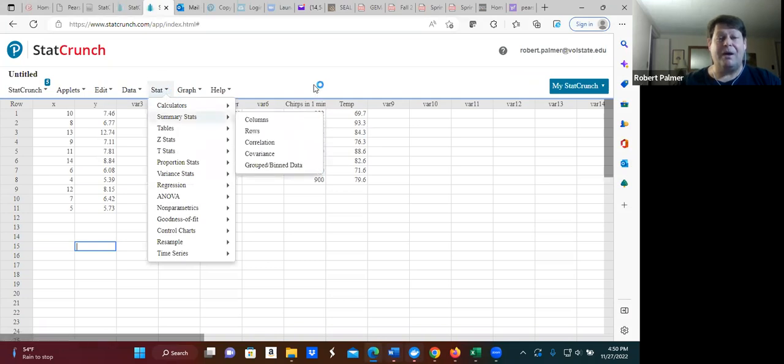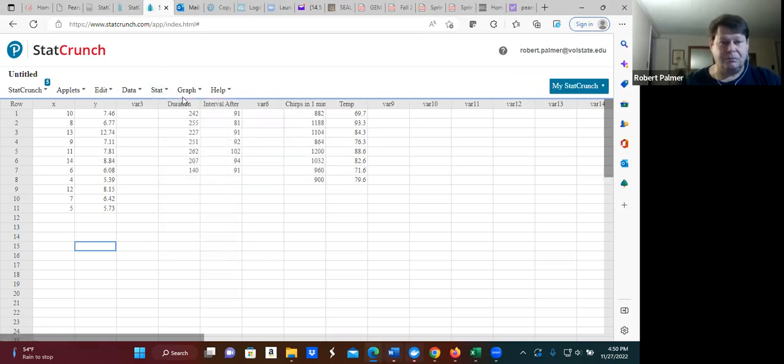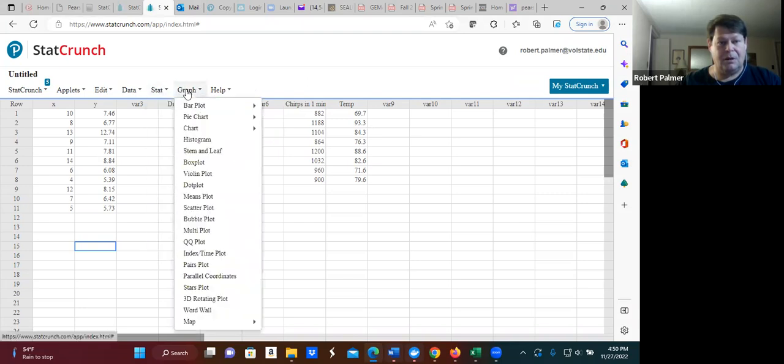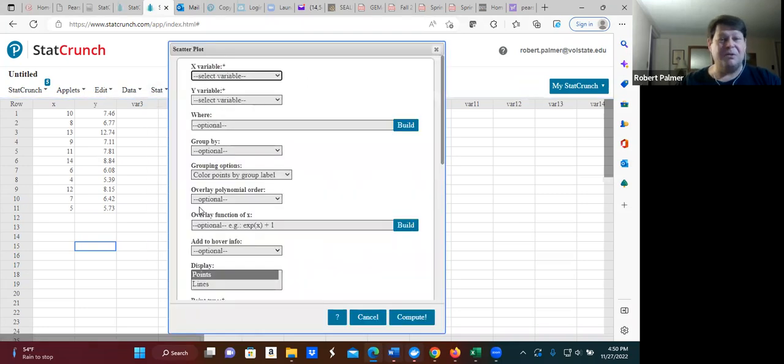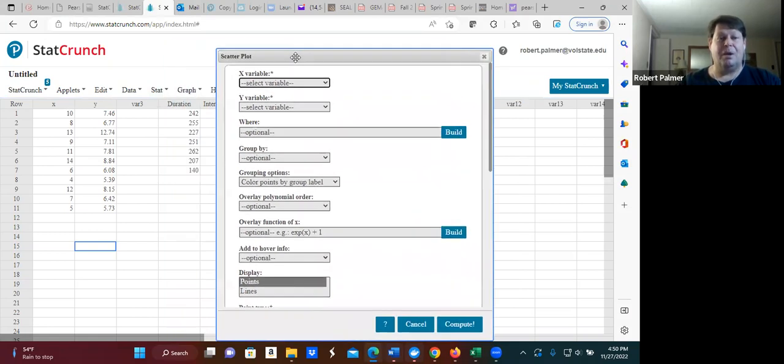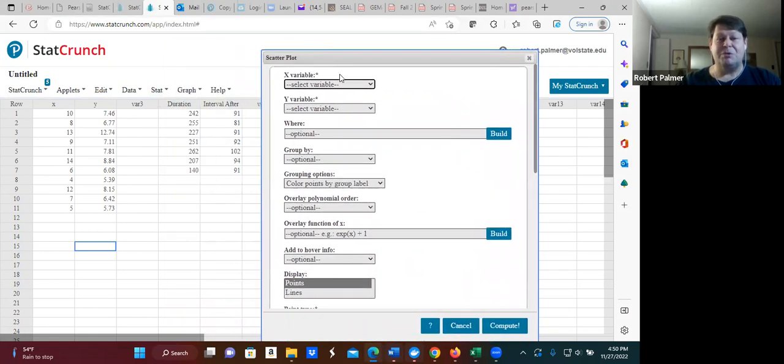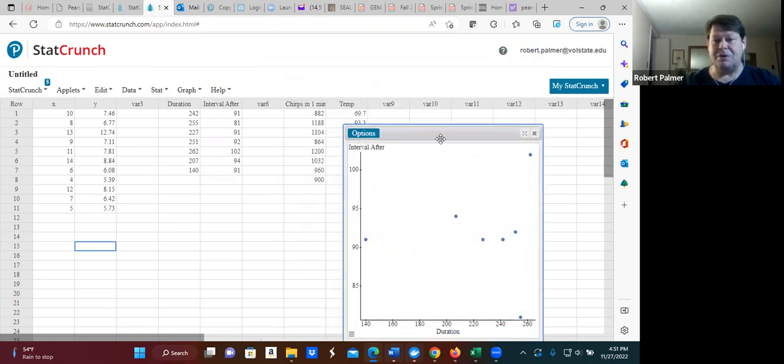So first off, let's do a scatter plot just to see if it looks like there is reason to believe there could be some relationship. This time for my X, I'm going to choose duration, and interval after as my Y. That's a choice. You could go the other way because the correlation works either way. But if you expect one might be a cause of the other, you can put that as X, but still it's not a proof of a relationship. All right, so hit compute, and that's our scatter plot.